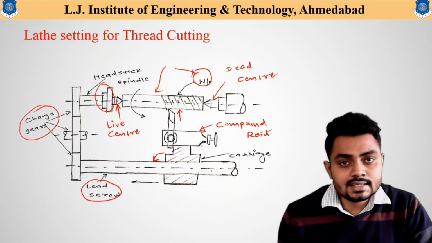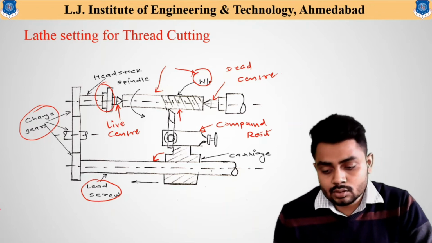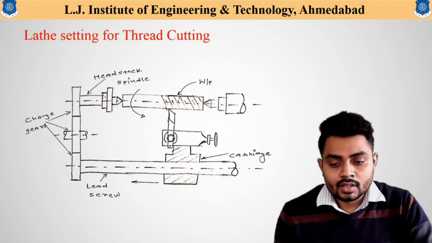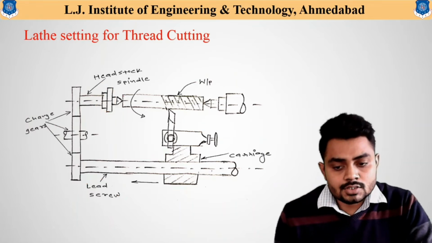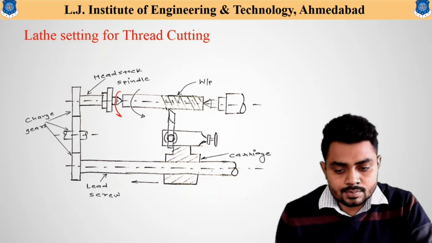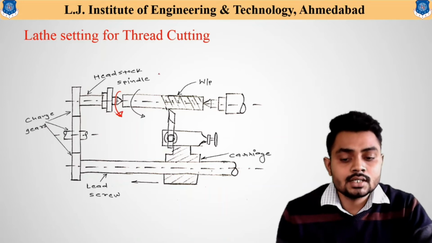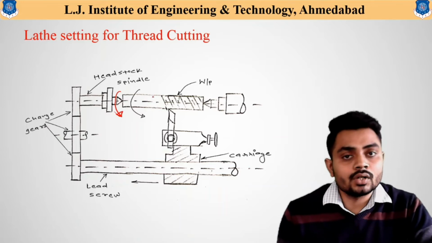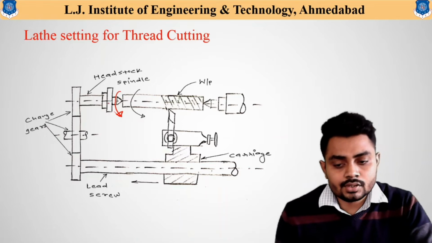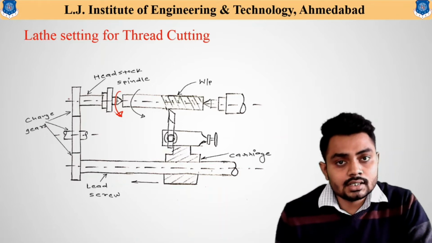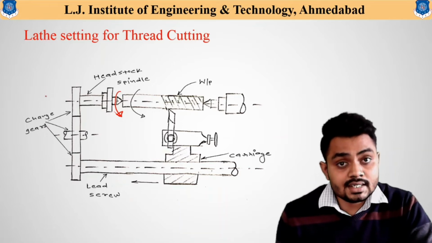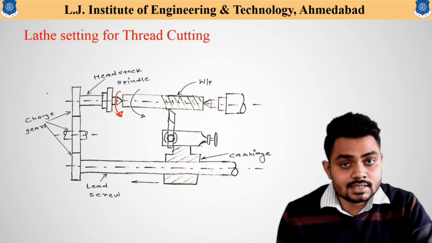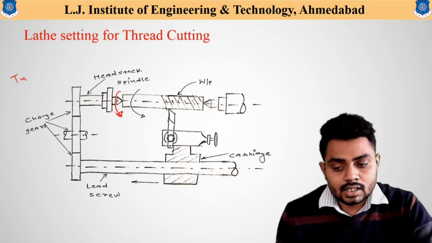Now how is movement given for a particular thread cutting operation? For that, simply look over here. As the headstock spindle is given rotation, what happens? The workpiece starts rotating. Now as the workpiece rotates, at its end portion another gear is available, and one mechanism that we have discussed in our previous lecture, that is the tumbler gear mechanism.